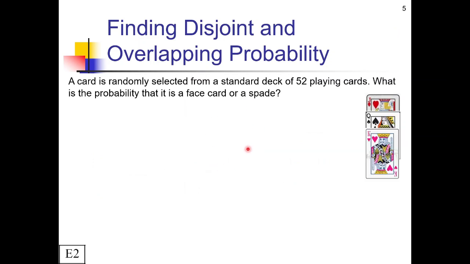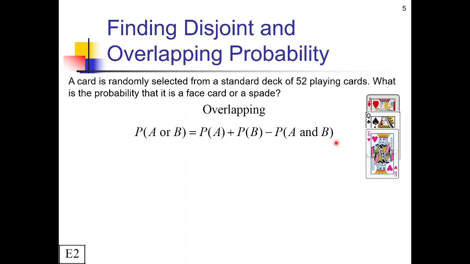Pause the video and see if you can find the probability that the card that we select is a face card or a spade. Alright, so taking a look at our two groups, there are some face cards that are spades. I mean, here's one example, the Queen of Spades, kind of staring right at us. So this is going to be an overlapping situation, and we're going to have to do P of A plus P of B minus P of A and B. So we have to subtract that overlap.